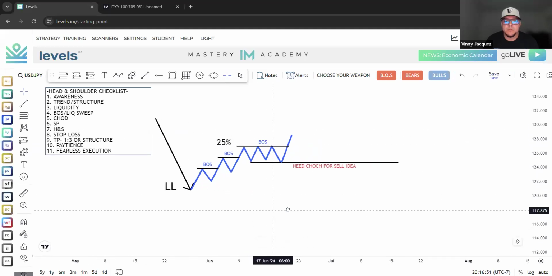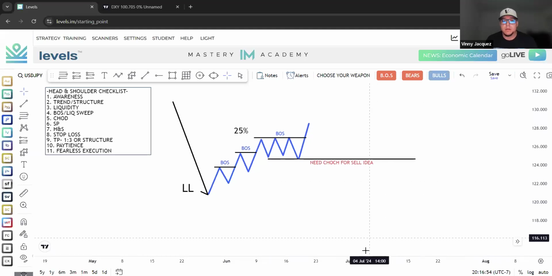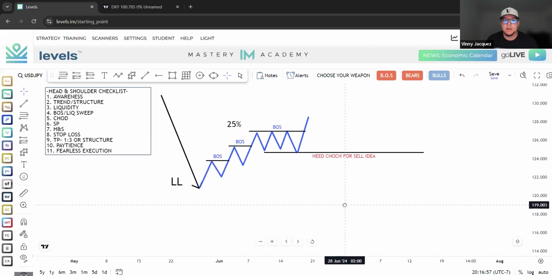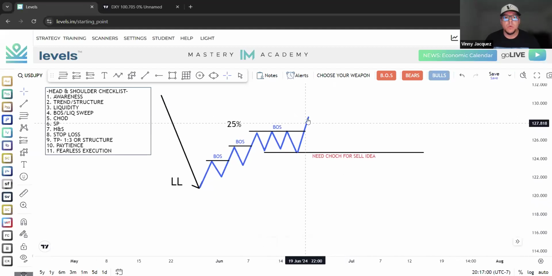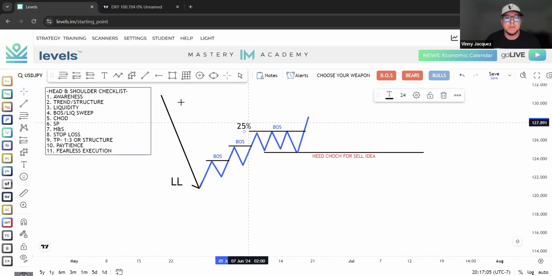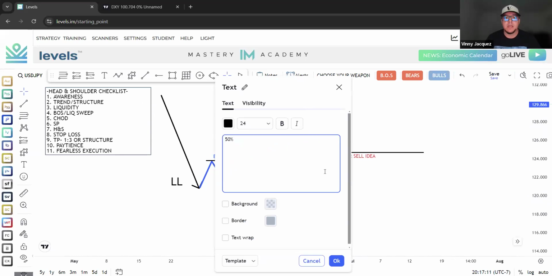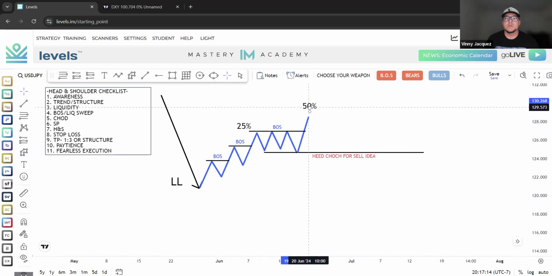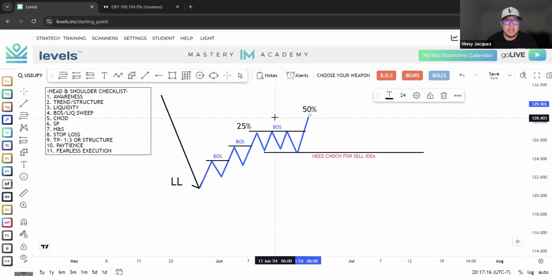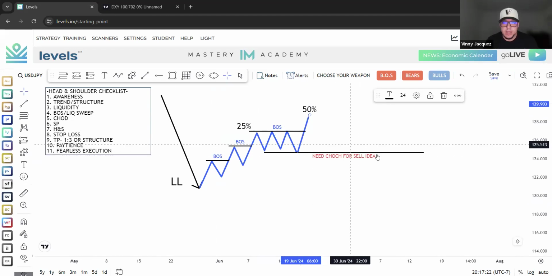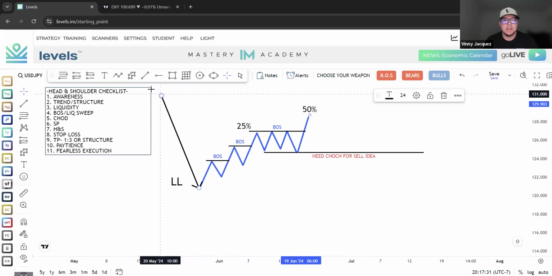Let me zoom this in just a little bit. That's solid right there. Great. So when we break structure, guys, when we sweep that liquidity, that's going to be 50% of the setup. Once we sweep liquidity and get that break of structure, that's now 50% of my head and shoulder setup. Now, 75%, this is important, guys. I need the market to break and close below this black line. Once I get that, that's 75%, right?